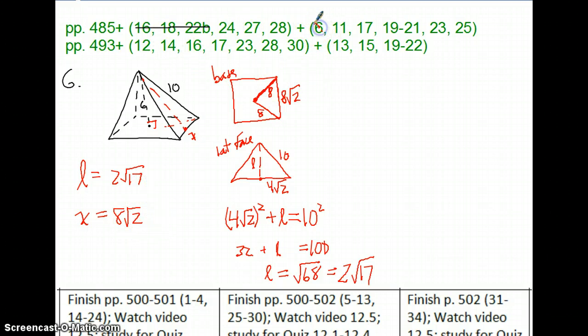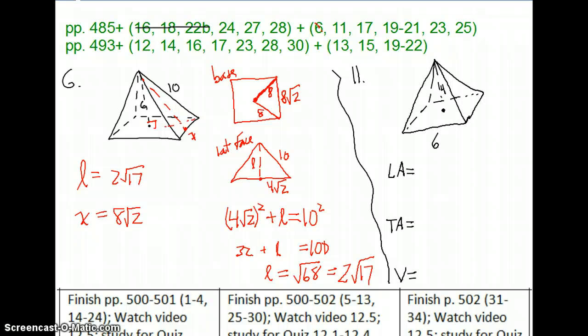Next one, I guess, would be number 11. Can I fit 11 right here? Let's pretend I can fit 11 right here. All right, 11. Let me draw it. I'll come back. Okay, it's a pyramid. It's got a base edge of 6 and a square pyramid and a height of 4. Lateral area, I need to know.